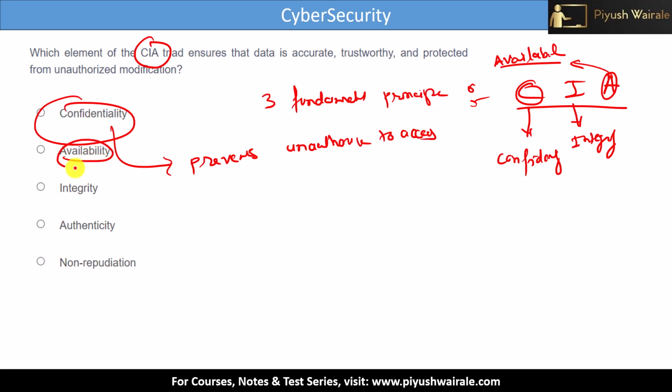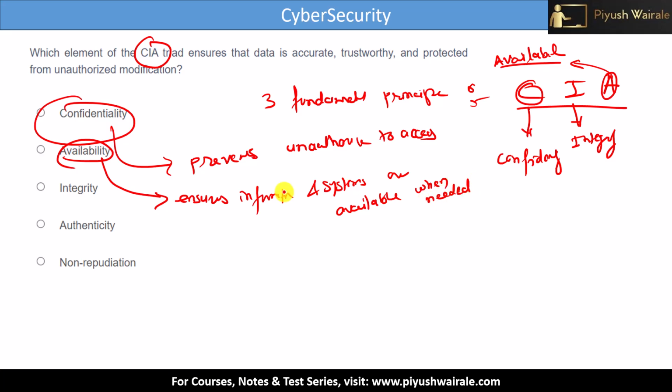What about availability? Availability, as the name suggests, ensures information and systems are available when required. Okay, available when needed. We can see that is basically availability.